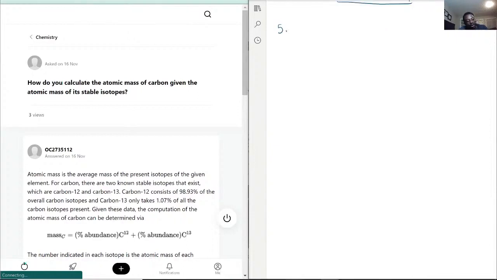How do you calculate the atomic mass of carbon given the atomic mass of the stable isotopes? So how to calculate atomic mass, AMU, of carbon given the atomic mass of stable isotopes. That's honestly a great question, and this is actually what's done in real life.